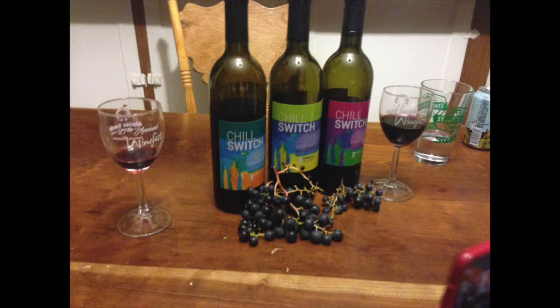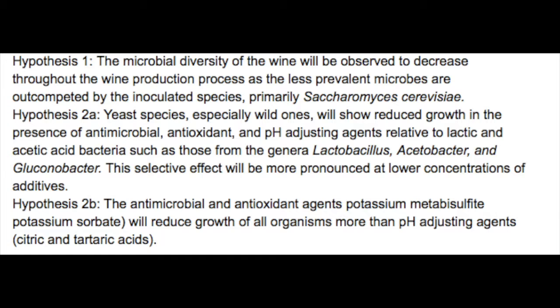For our project, we will test the following hypotheses. The first one, the microbial diversity of the wine will be observed to decrease throughout the wine production process as the less prevalent microbes are outcompeted by the inoculated species, primarily Saccharomyces cerevisiae. Our second hypothesis says yeast species, especially wild ones, will show reduced growth in the presence of antimicrobial, antioxidant, and pH-adjusting agents relative to lactic acid and acetic acid bacteria, such as those from the genera Lactobacillus, Acetobacter, and Gluconobacter. This selective effect will be more pronounced at lower concentrations of additives.